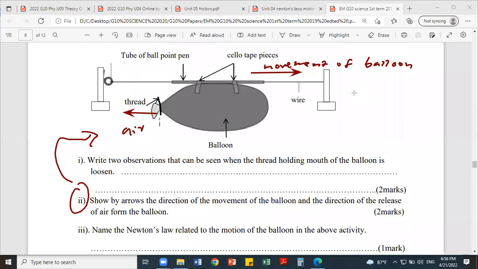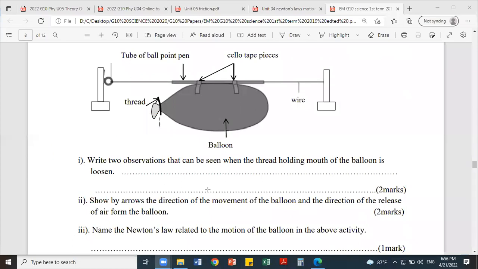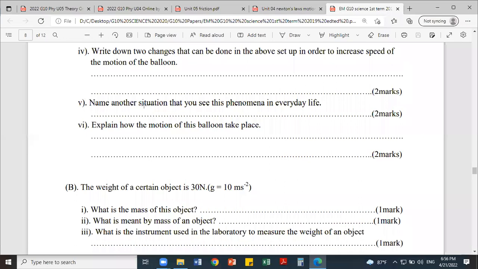Momentum. So what is momentum? It is a measure of how difficult it is to stop a moving object. A measure of how difficult it is to stop the motion of a body. But how difficult it is to stop depends on what? I'll underline this. It depends on the mass and the velocity of the object.